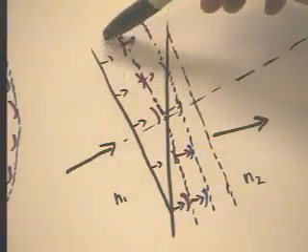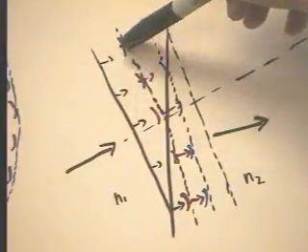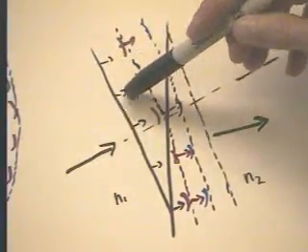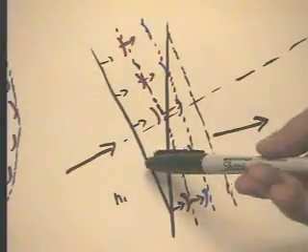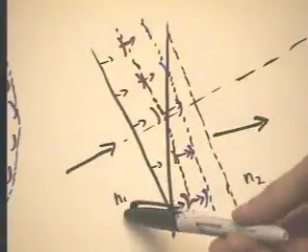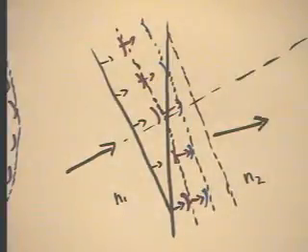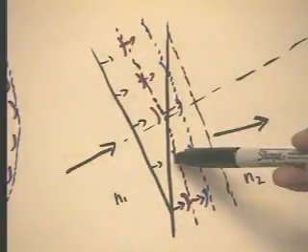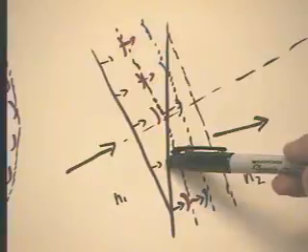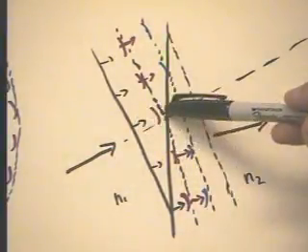Now, if every point here sends out its little wavelets, then the wavelets will move some distance between here and here. This wavelet will move this distance, this wavelet will move this distance. Now what about this little wavelet here? It's moving part of its distance in this medium and part in this medium. Now if N2 is bigger than N1, which I'm implicitly assuming here, then it won't move quite as far here, and the distance from here to here won't be quite as great as the distance from here to here.